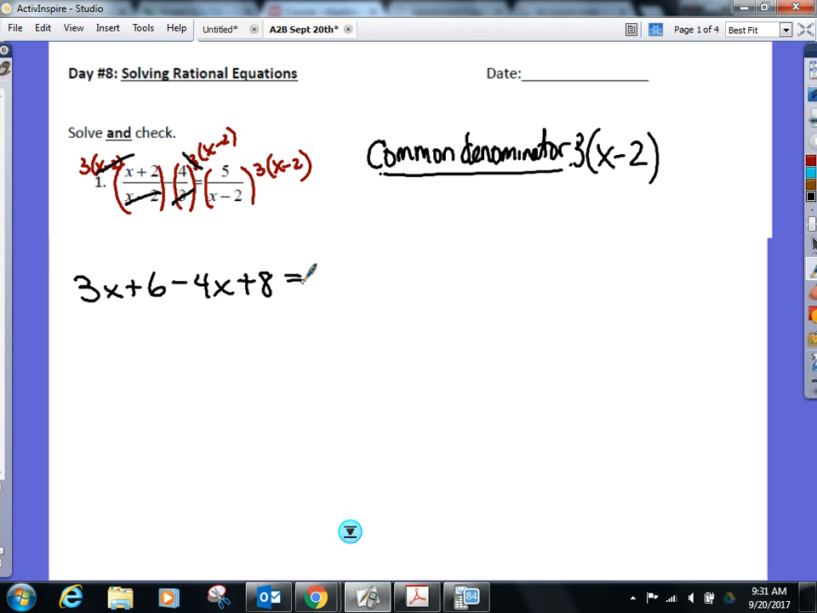Equals... the x minus 2's are gone. So what are the only 2 things I need to multiply? There you go. Look at that. That's nice. We can handle this. All right, go ahead and solve it.